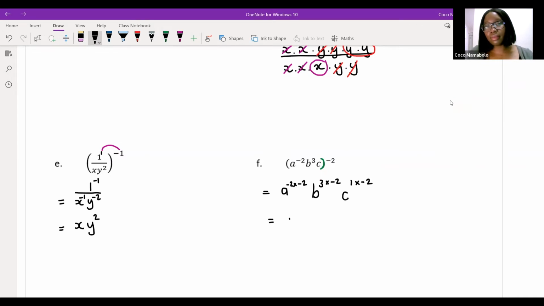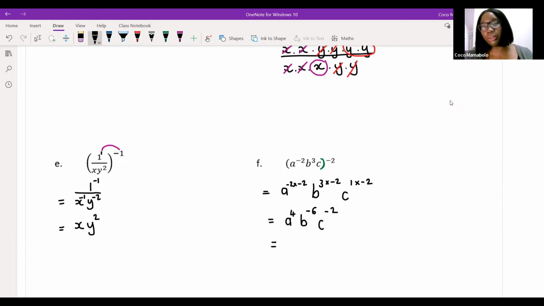Then we're going to have a to the power of 4 and b to the power of 3 times negative 2. But then we're going to have to go 3 times negative 2, so I'm going to have a negative as an answer. 3 times 2, what is that going to give me? So the answer is going to be a to the power of 2, b to the negative 6, and c to the power of negative 2. Okay, excellent.